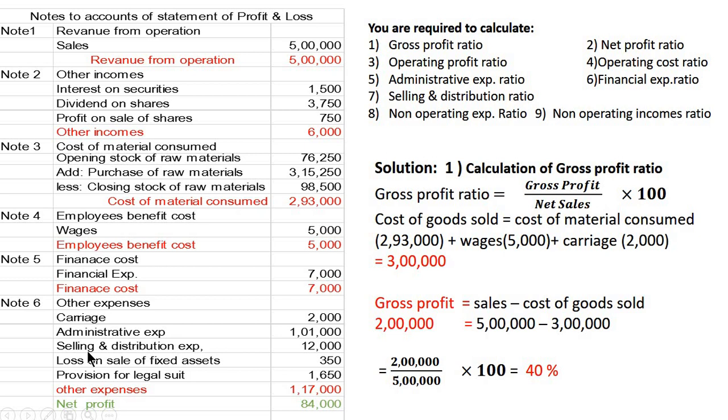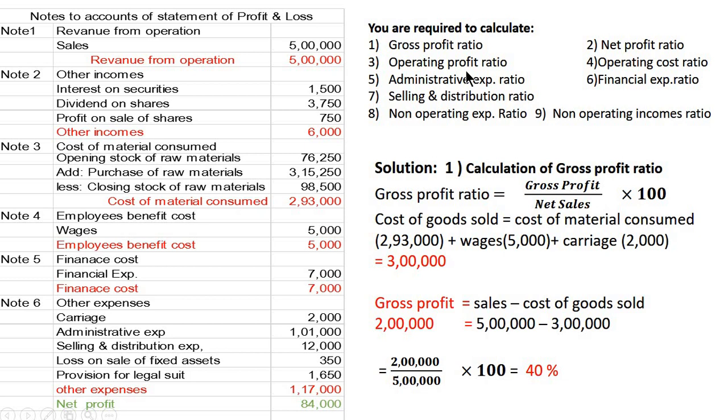Carriage, administrative expenses, selling and distribution expenses. These are the operating expenses. And loss on sale of fixed asset, provision for legal suit. These two are the non-operating expenses. The net profit is given 84,000 rupees and they are asked to calculate various ratios.